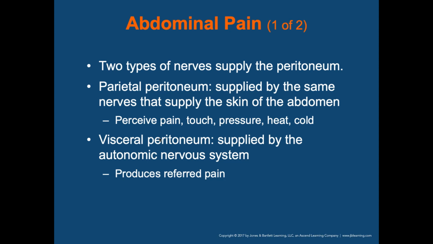So there's two types of nerves that supply the peritoneum. There's the parietal peritoneum, which is supplied by the same nerves that supply the skin of the abdomen. So it perceives pain, touch, pressure, heat, and cold. But then there's the visceral peritoneum, which is supplied by the autonomic nervous system, which produces referred pain.